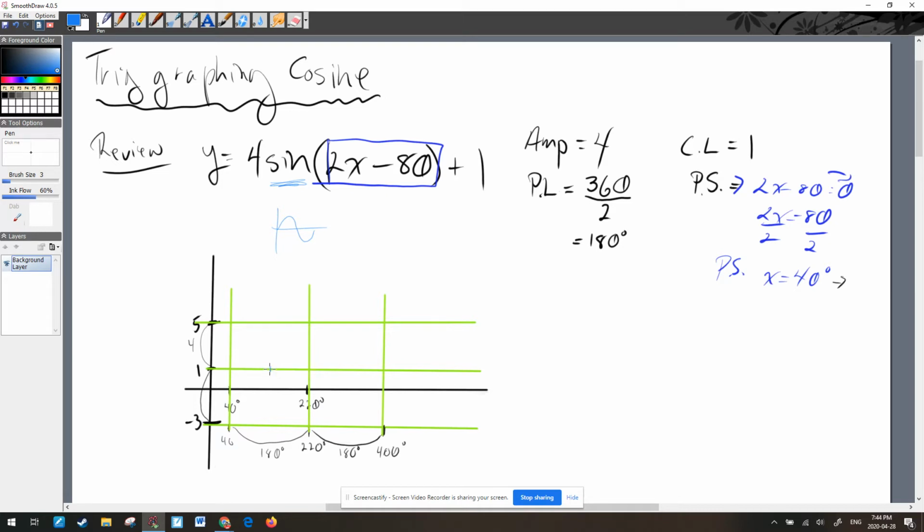So I'm going to mark the midpoint right here. It just helps me form my graph. And I'm going to say, all right, it's got to go up, hit that, come back down, bump onto that, go up, hit that, come back down, bump into that, and then come back up. And there it is. There's our graph of y equals 4 sine of 2x minus 80 plus 1.